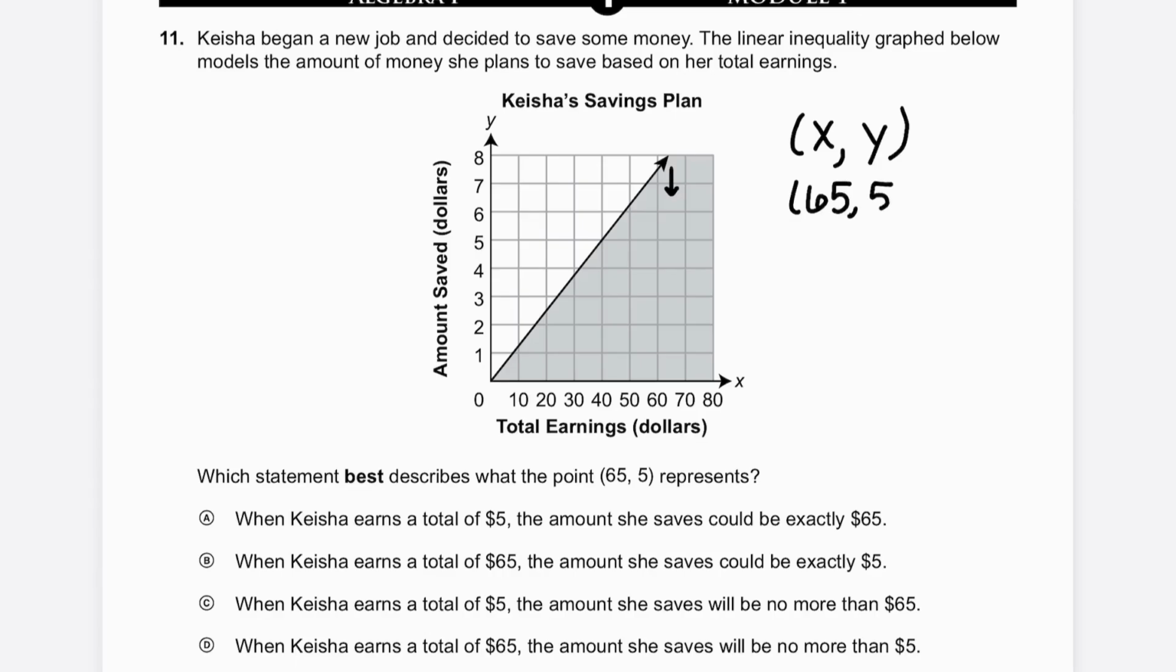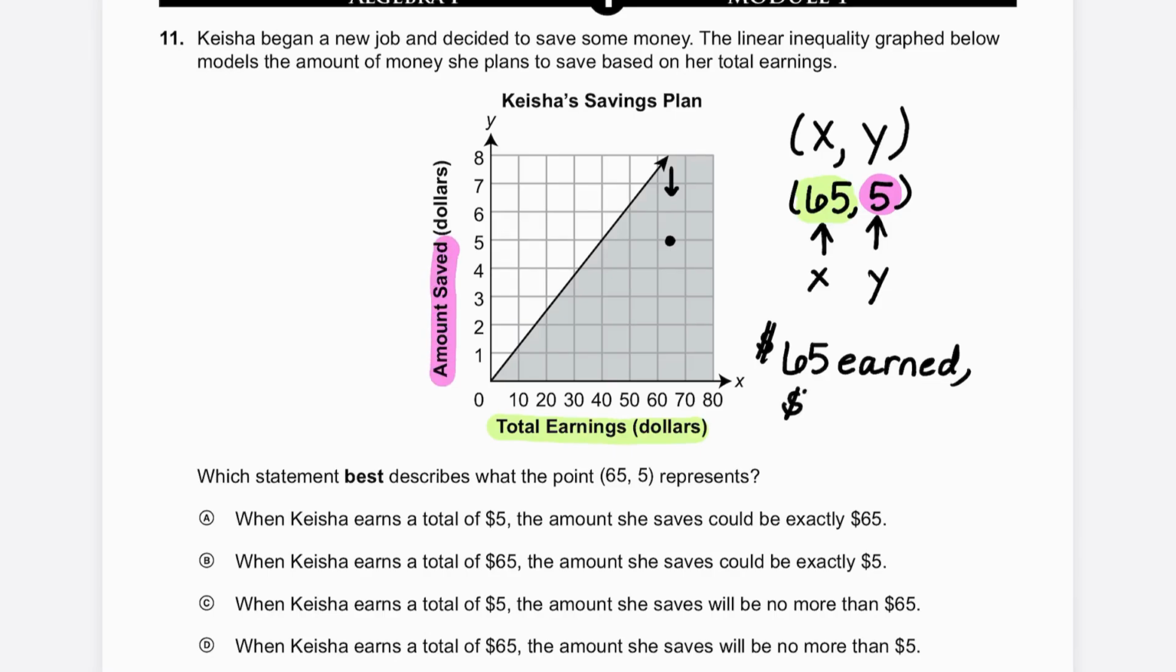And throughout the year, 65 is representing X and 5 is representing Y. And it's a concrete point. So if I go over 65, up 5, that's in my solution region. That's a solid point. I kept stressing all year that we would point to the 65, and then go to the x-axis. So that's saying $65 earned. When she has $65 earned, then I say, okay, now go to the y value, 5, and then go to the y-axis. She will have $5 saved.